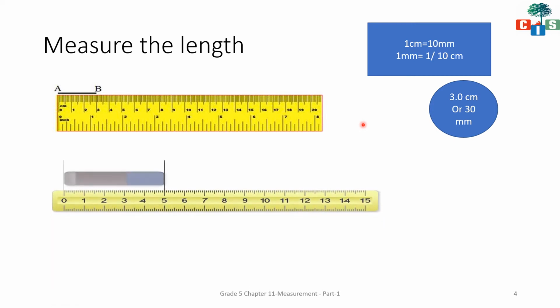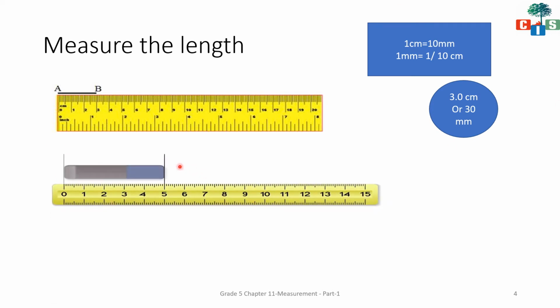Now one more sum we will see. We have to find the length of this eraser. Again, first of all we will put the starting point of the eraser at point 0 of the ruler. So here I have put the starting point at 0. Now we'll see where the end point of the eraser lies. Here we can see that the eraser ends at point 5. So the length of this eraser is 5 centimeter or 50 mm.